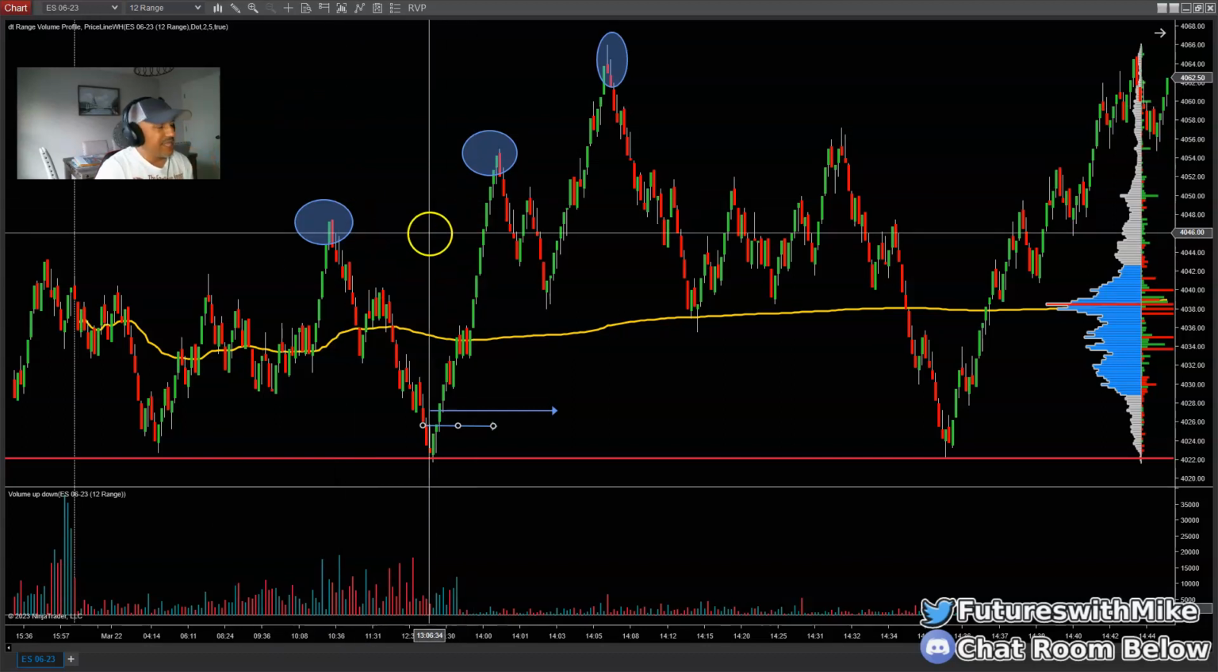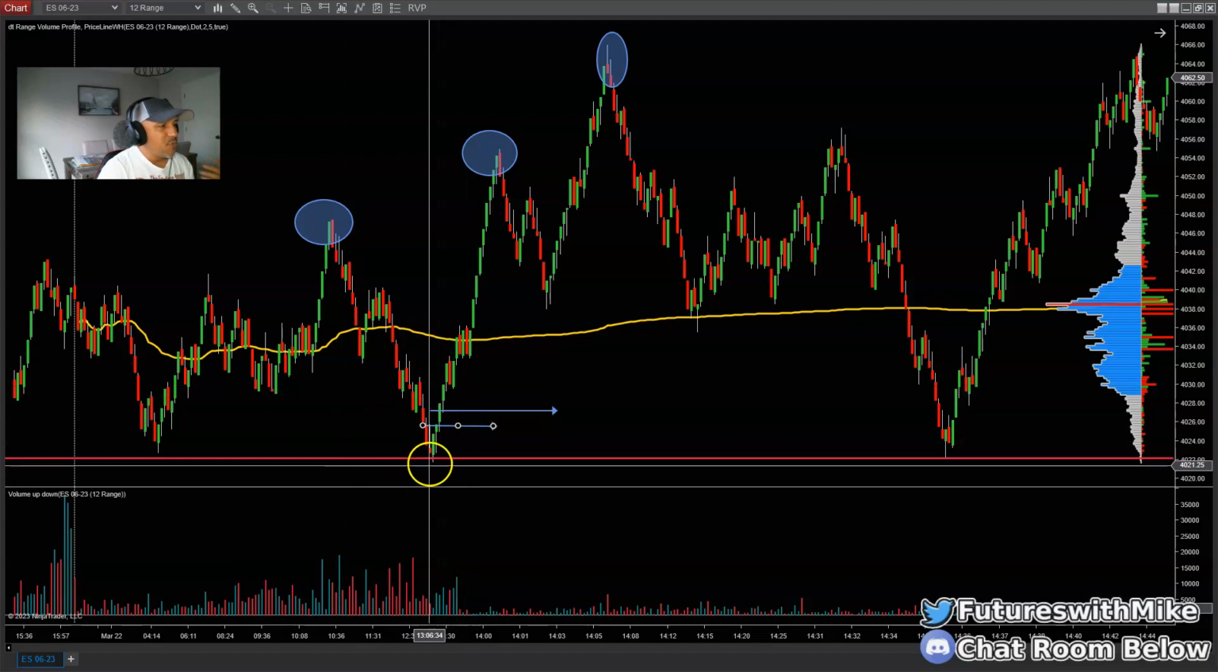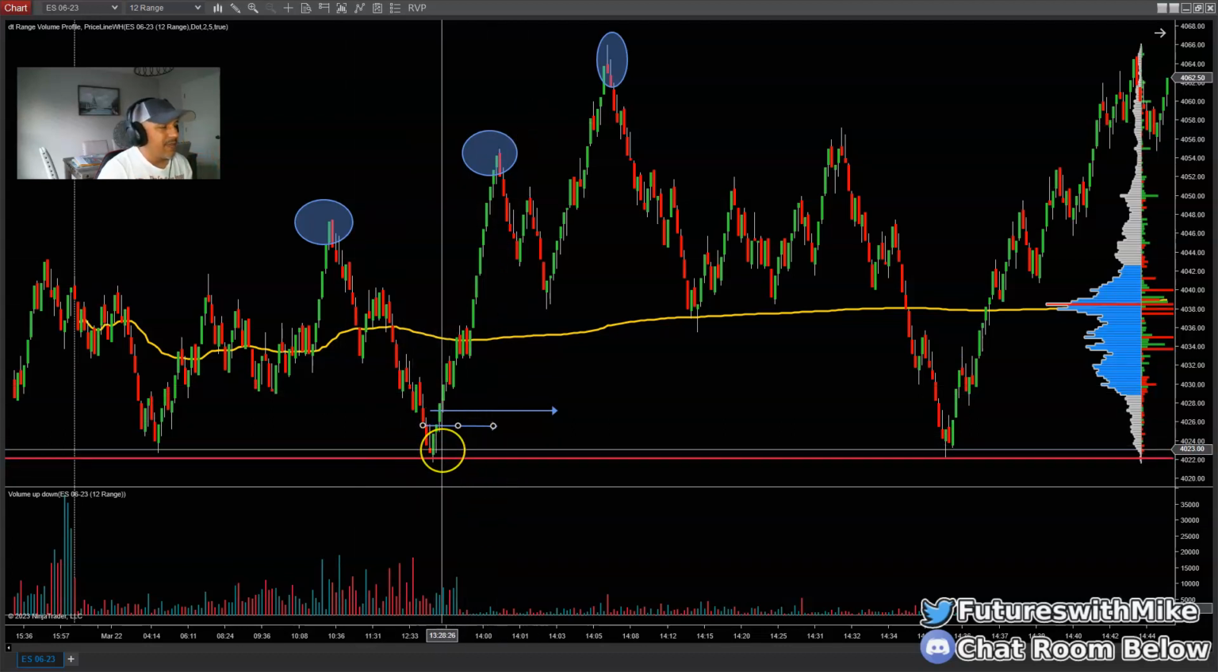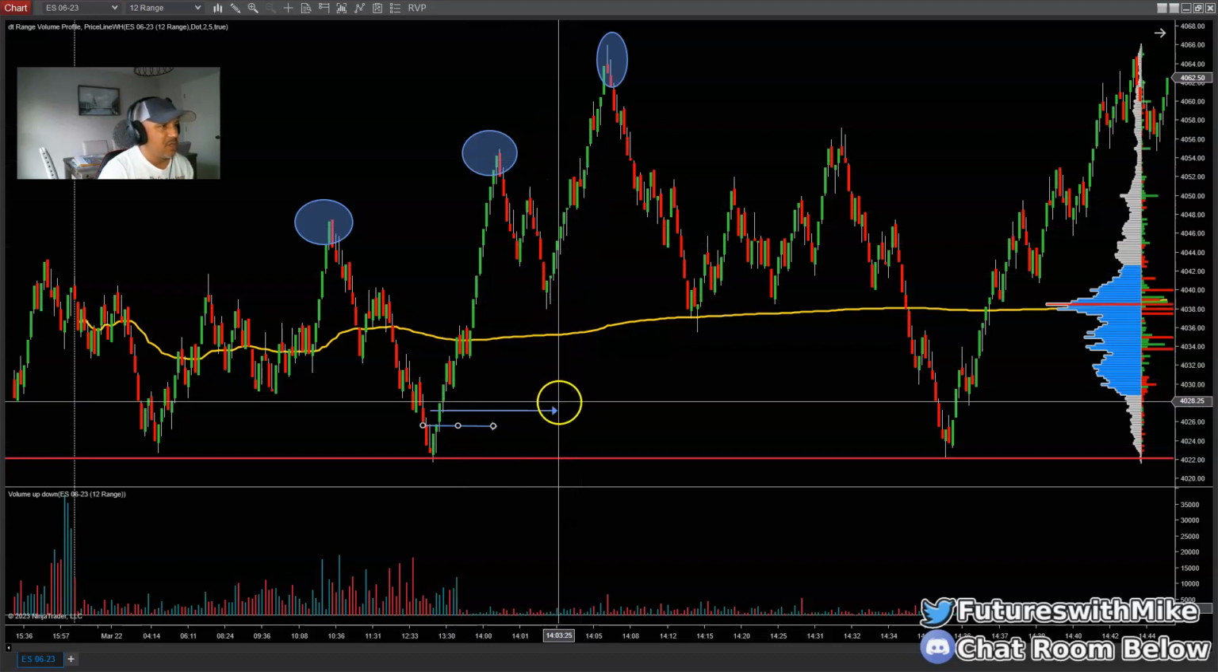Now, everything's happened here, all right? Everything step by step for me. The breaker structure, the imbalance, the origination point where a lot of volume came out of it. We got our demand zone here at the bottom. So now we just wait for price to retrace back to the zone, okay?